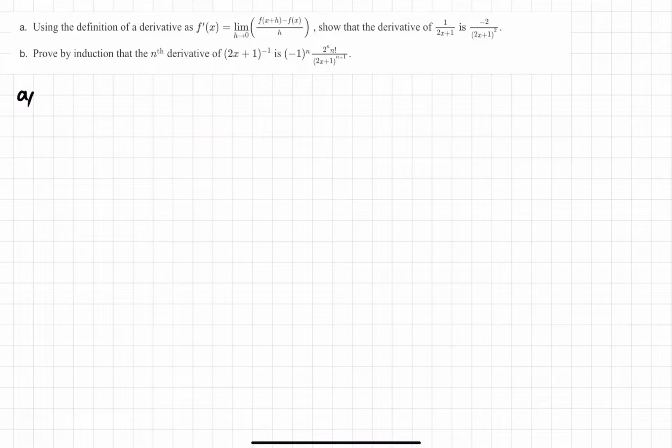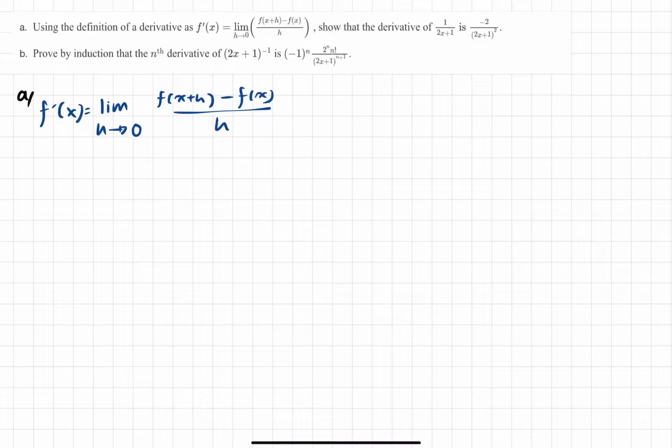We know that derivation by first principles is just the limit as the step size approaches 0 of any given function, but that function also takes into account the step size. This is the classic derivation by first principles formula. So I'm going to call it f prime of x is equal to this. Not too bad so far.